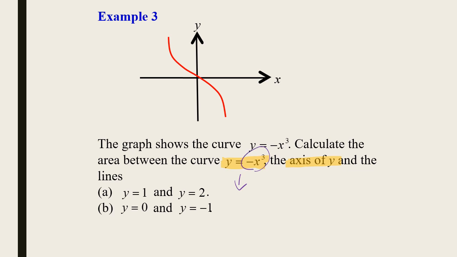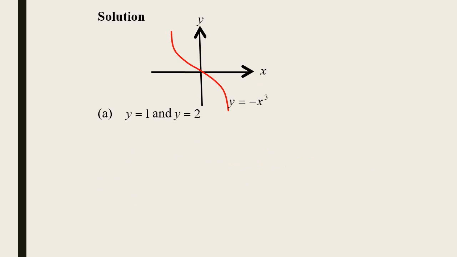Okay, so let's see how we solve this type of question. We have the graph y equal to negative x cubed, which is a cubic function. When y equal to 1 and y equal to 2, it will be above the x-axis, right? So this is y equal to 1 and y equal to 2. So the area bounded by the graph y equal to negative x cubed, the y-axis, and y equal to 1 and y equal to 2 is this area.